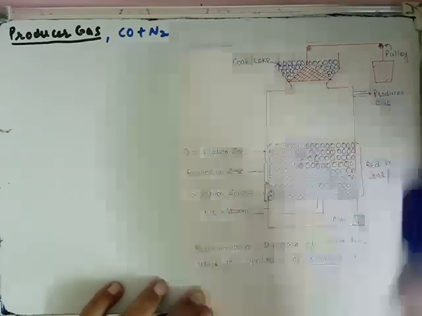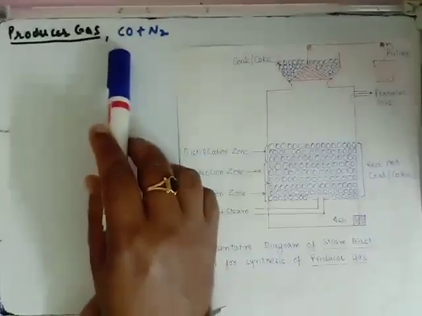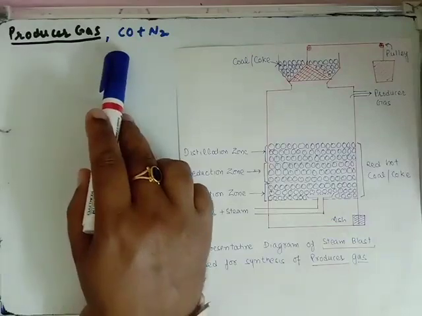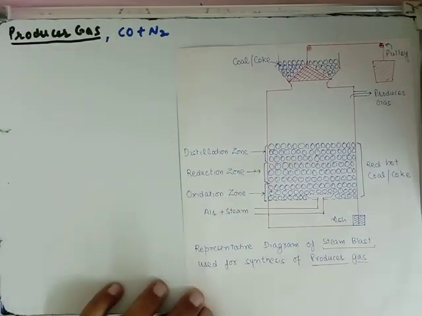The producer gas does not necessarily contain only carbon monoxide and nitrogen. It may contain some other gases also, but the concentration of carbon monoxide and nitrogen is extremely high in that case. Therefore, the gas will be named as producer gas.